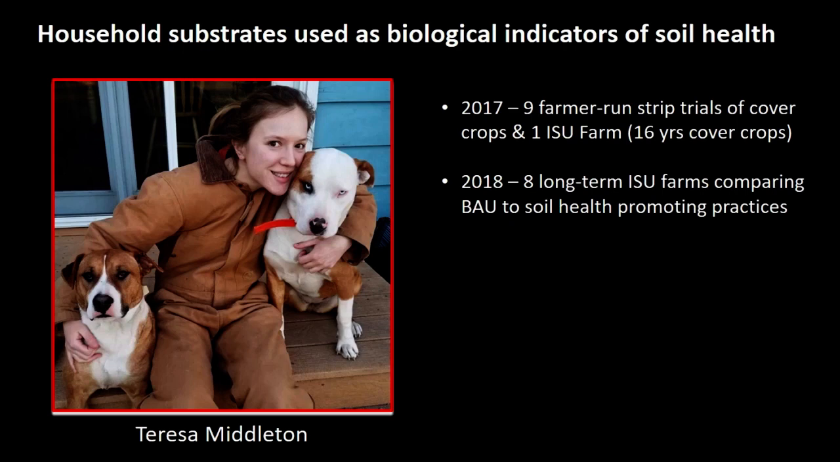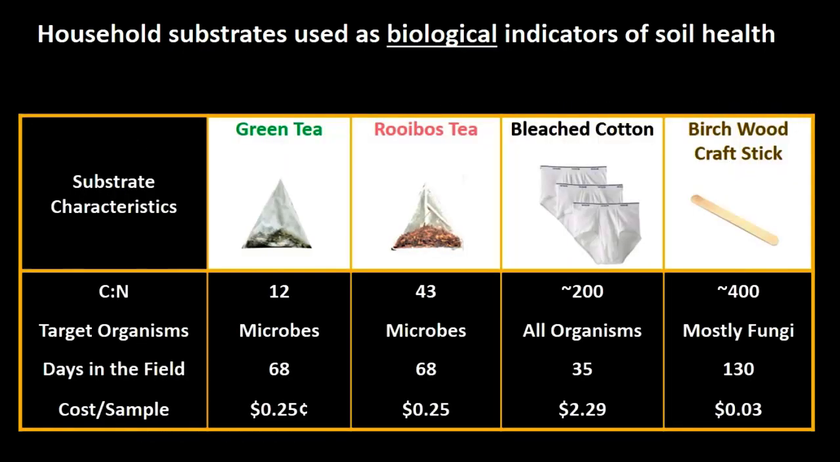So this is where Teresa's work comes in. She had 2 years of collecting data, and she'll talk about it on March 6th. In 2017, we buried tea out in 9 farmer-run strip trials of cover crop versus no cover, and 1 long-term ISU cover crop farm that's been in 16 years of cover crop, no cover crop. Last year, she did 8 long-term ISU farms comparing business as usual, so soil health degrading practices, versus soil health promoting practices. Some pretty neat experiments in there.